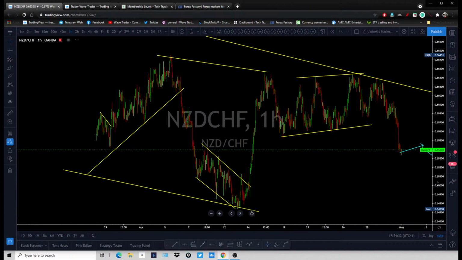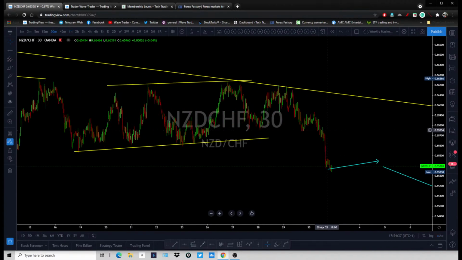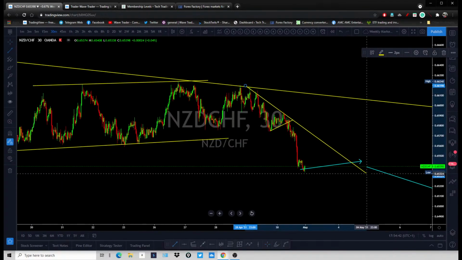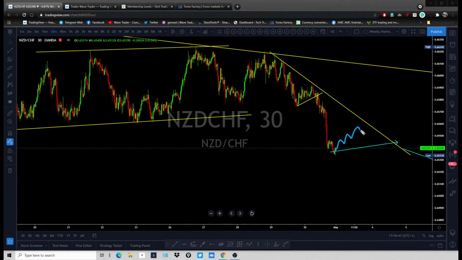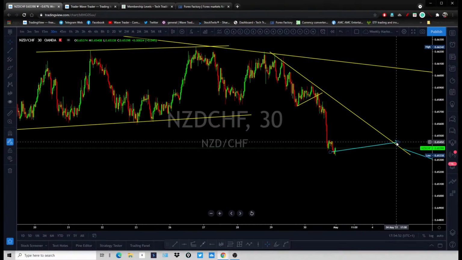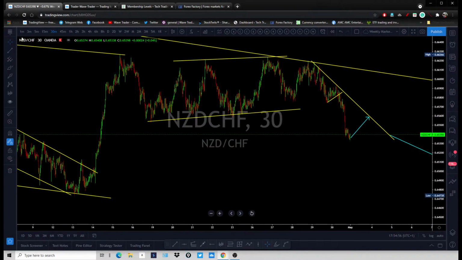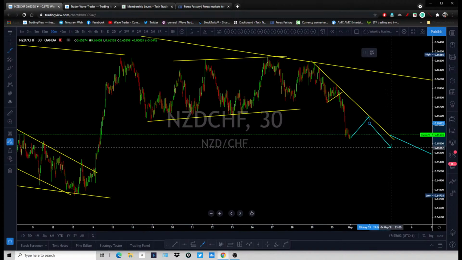If I go to the lower time frame, any correction you see there, you are looking for it to drop. On the 30-minute or 15-minute time frame, price should break down for this move, that low. That's the short term, and longer term, the October lows.